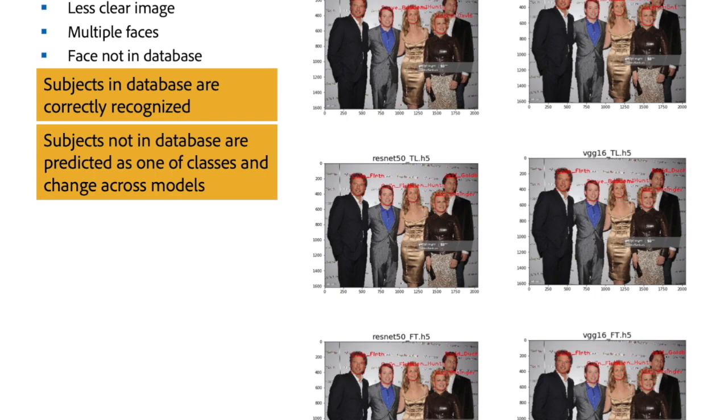Here we have an image that is not as clear. It has multiple faces and does include faces of people that are not in our database. All subjects are correctly identified using all models, but the subjects that are not in our database are predicted as one of the classes in our last classifier layer.